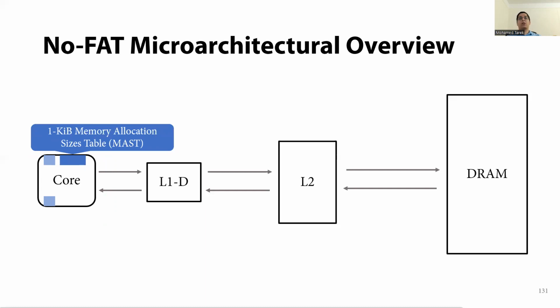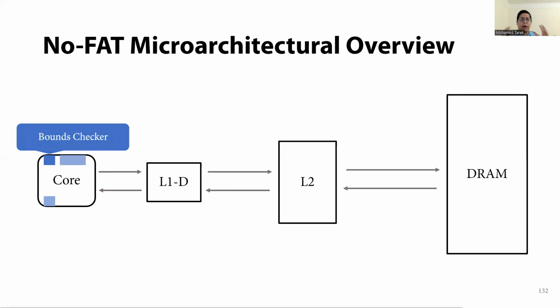For example, in order to make allocation sizes available to the hardware, we use a 1 kilobyte memory allocation sizes table, or MAST, to keep track of the allocation sizes used by the memory allocator in different regions. This way, we avoid accessing the allocator metadata to retrieve the region size for every memory access. As the size of this table is small, it's easily swapped out and in upon process context switch.